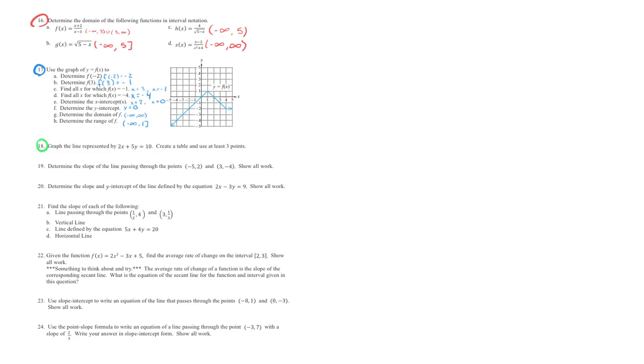Okay, we're going to be doing question 19. We're going to determine the slope of the line passing through the points -5, 2, and 3, -4. So let's first start out with an equation. m equals y2 minus y1 over x2 minus x1. m is going to be defined as our slope, and y2, y1, x2, and x1 are going to be points that we're going to gather.